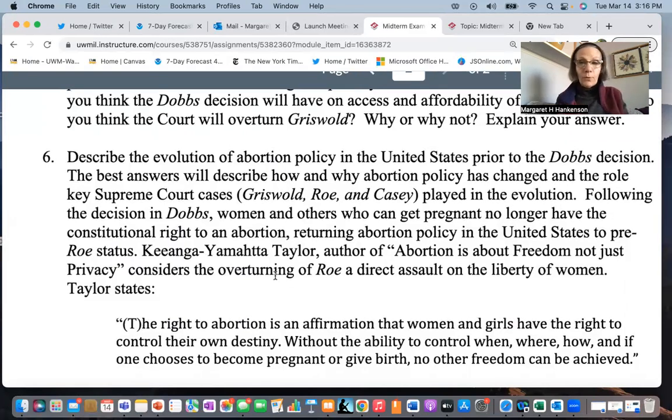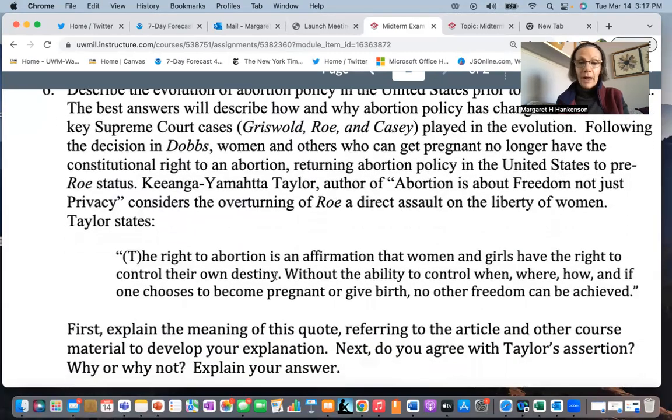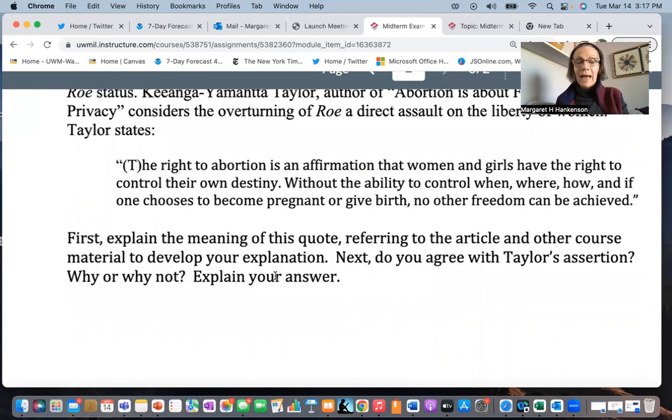Okay. Now, for the discussion this week, you read the Taylor article, the author of Abortion Is About Freedom, Not Just Privacy. She considers the overturning of Roe a direct assault on the liberty of women. She states, the right to an abortion is an affirmation that women and girls have the right to control their own destiny. Without the ability to control when, where, how, and if one chooses to become pregnant or give birth, no other freedoms can be achieved. So without reproductive freedoms, we can't achieve other freedoms.